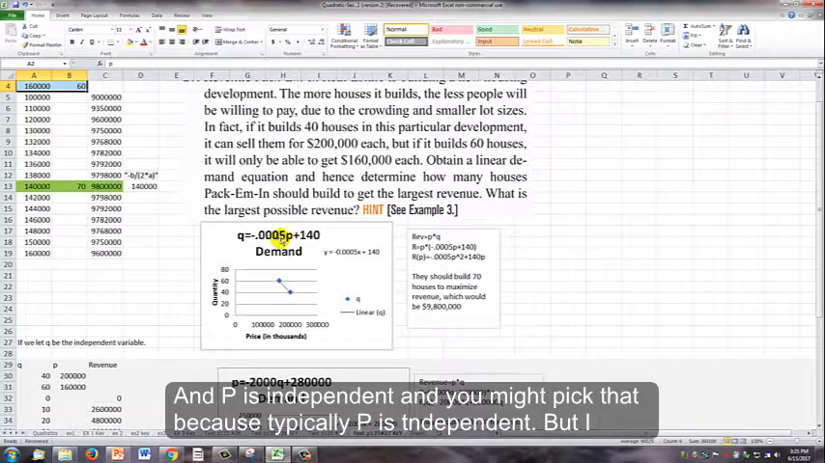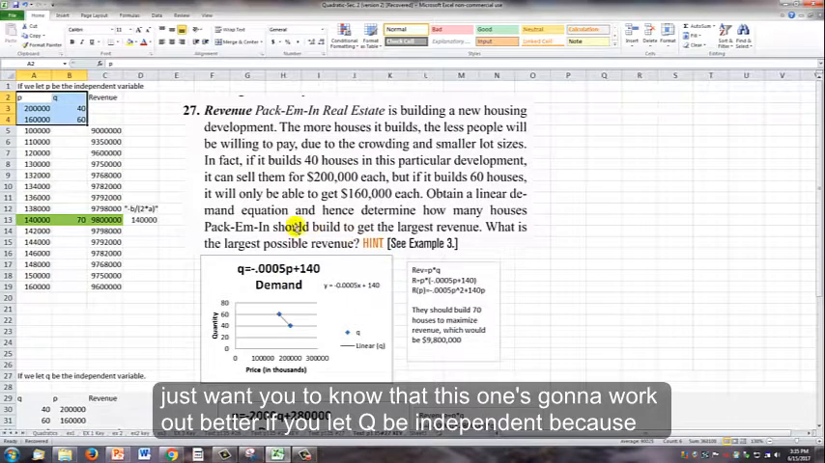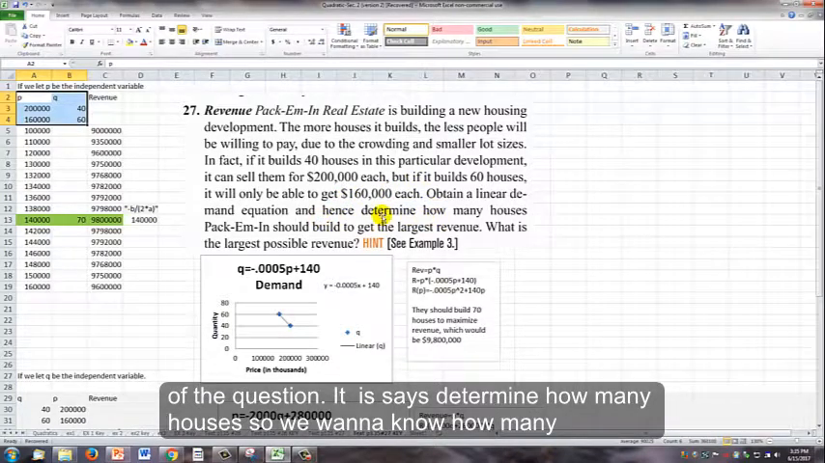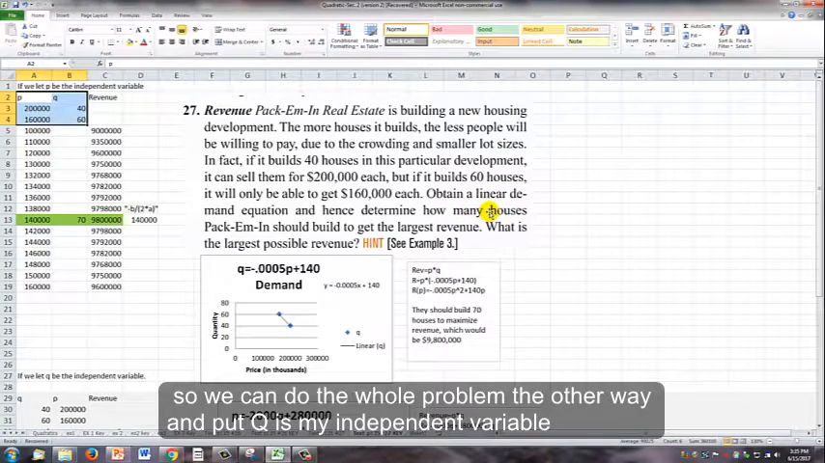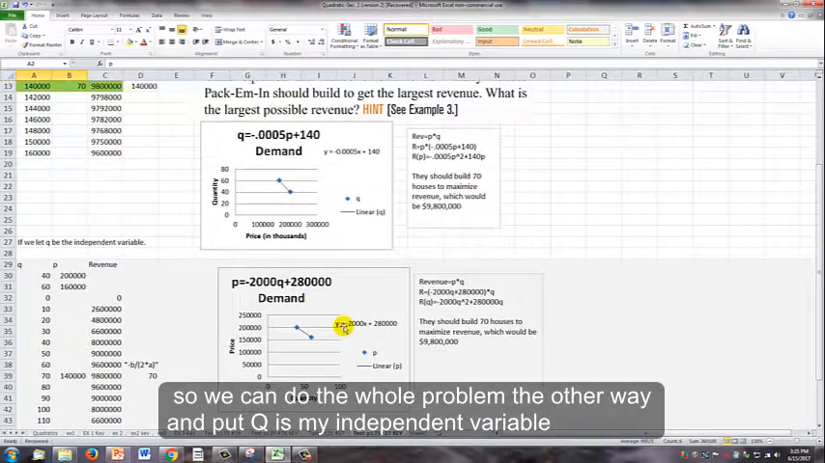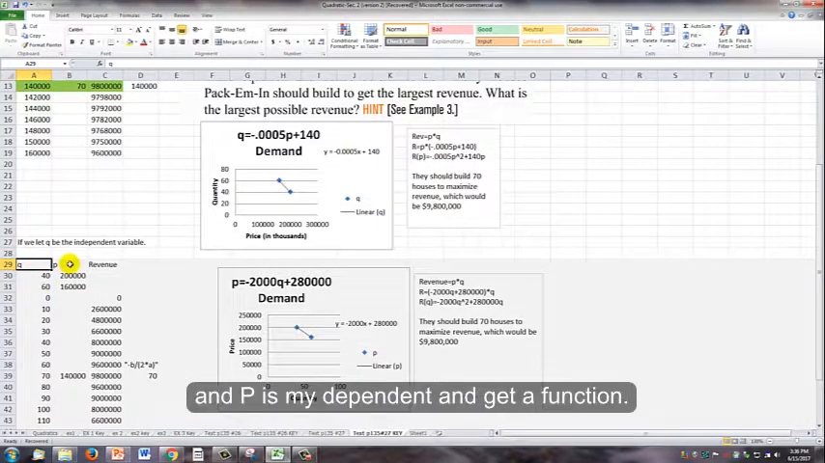And p is independent. And you might pick that because typically p is independent, but I just want you to know that this one's going to work out better if you let q be independent because of the question. It says determine how many houses. So we want to know how many q's. So we could do the whole problem the other way and put q as my independent variable and p as my dependent and get a function.